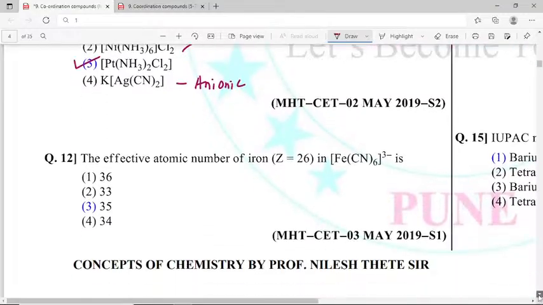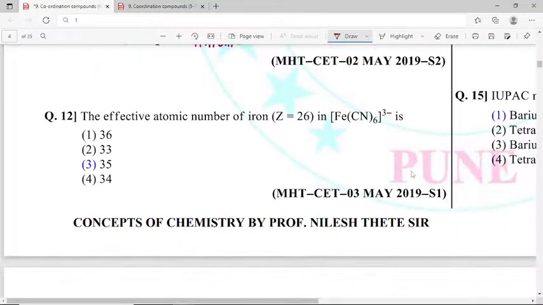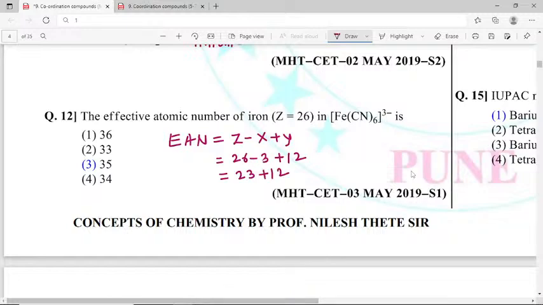The effective atomic number of iron, then what is the formula for effective atomic number? Effective atomic number is equal to Z minus X plus Y. So what is the Z here? Z is 26 minus what is the oxidation state of Fe? 3, so 26 minus 3, plus number of electrons donated, 6 times 2, 12. So this is 23 plus 12, so become as a 35. So this is your answer, 35.